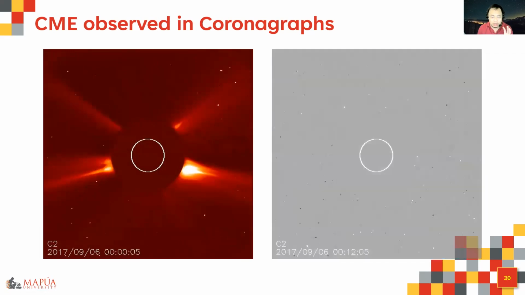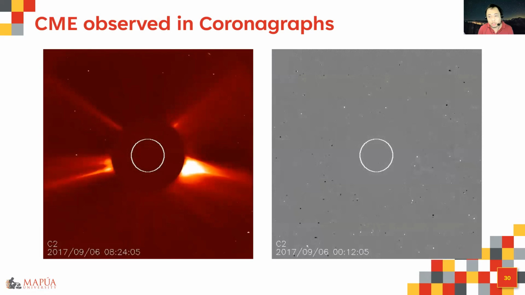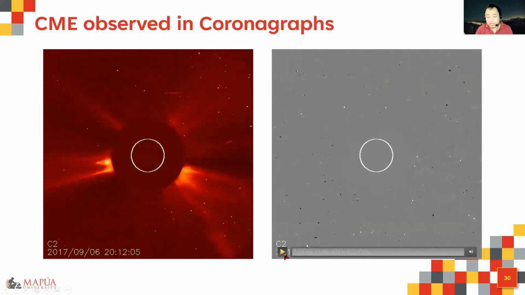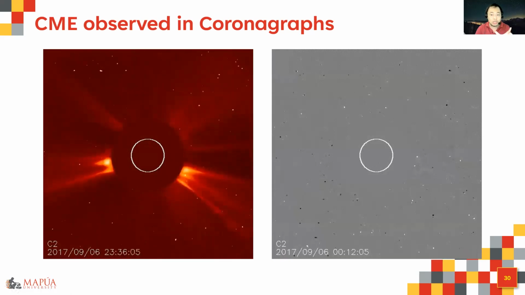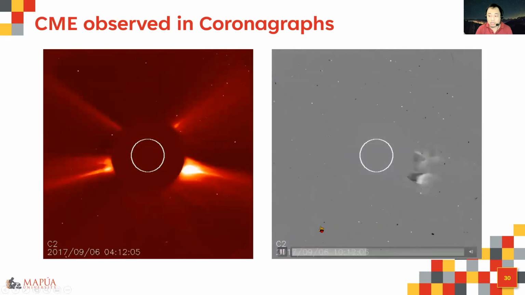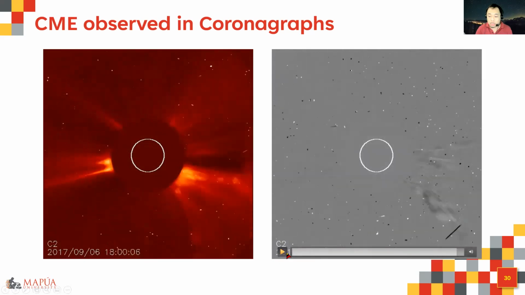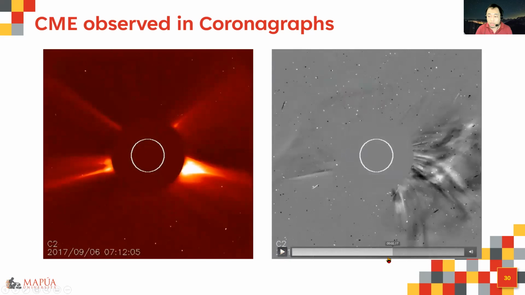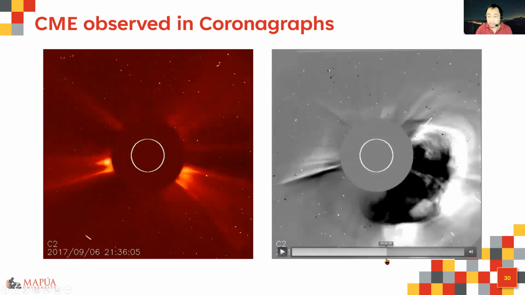Sometimes some coronal mass ejections are not as obvious when looking at, let's say, C2. That's why a derivative product has been derived. We call this D2, and this is derived from C2. This is actually the difference between two coronagraph images, so that we can see more closely the propagation of the coronal mass.